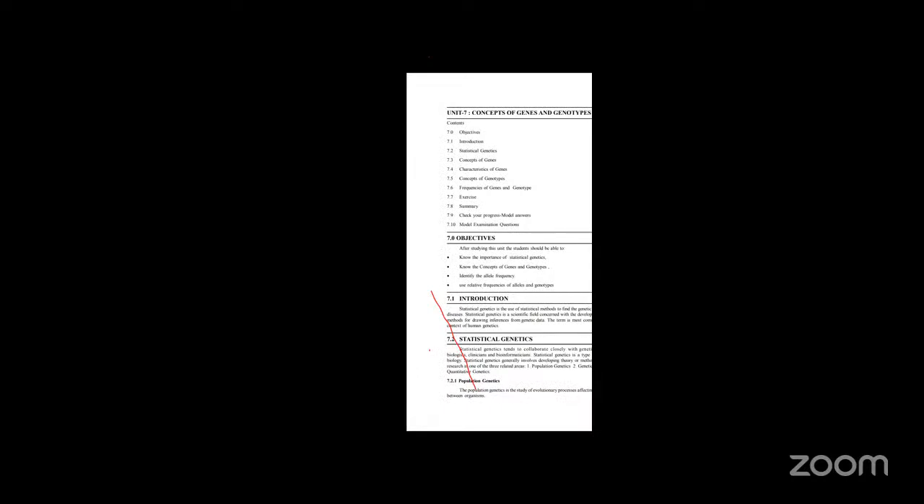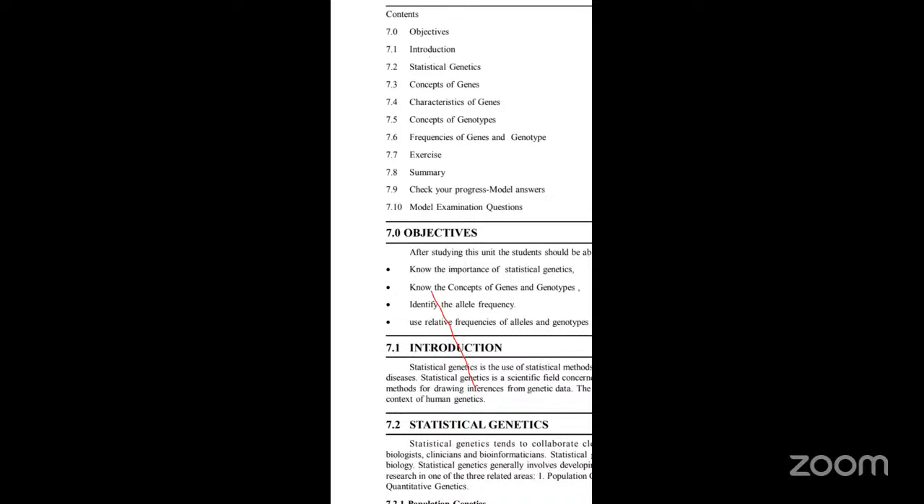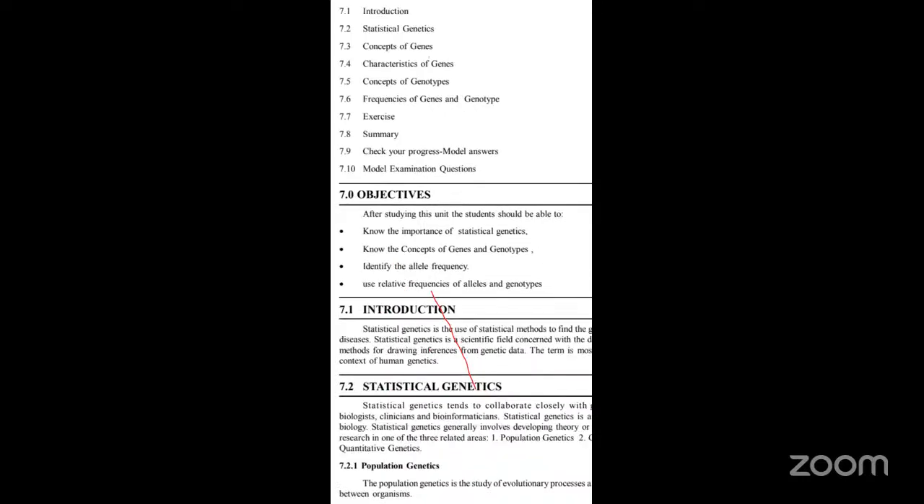Explain the concept of the modified up and down method. And here, explain the concept of gene and genotype, the Hardy-Weinberg law, estimation of allele frequency, and multiple alleles. The main objective is the importance of statistical genetics. Know the concept of genes and genotypes, and the allele frequency and relative frequencies of alleles and genotypes.